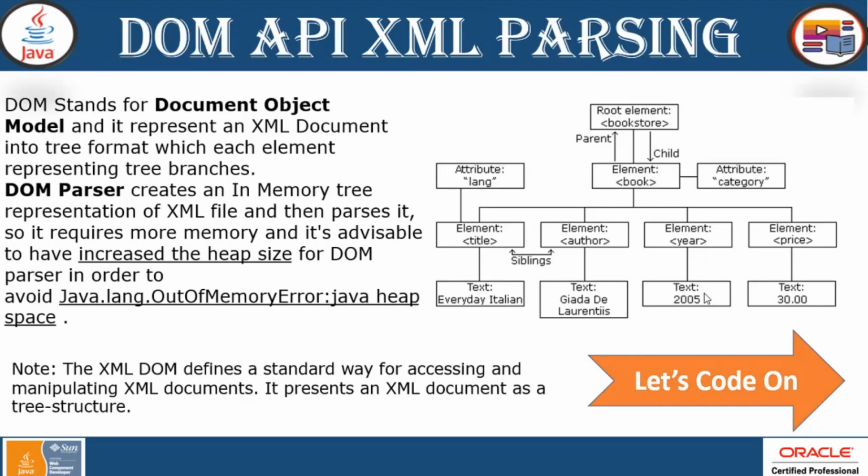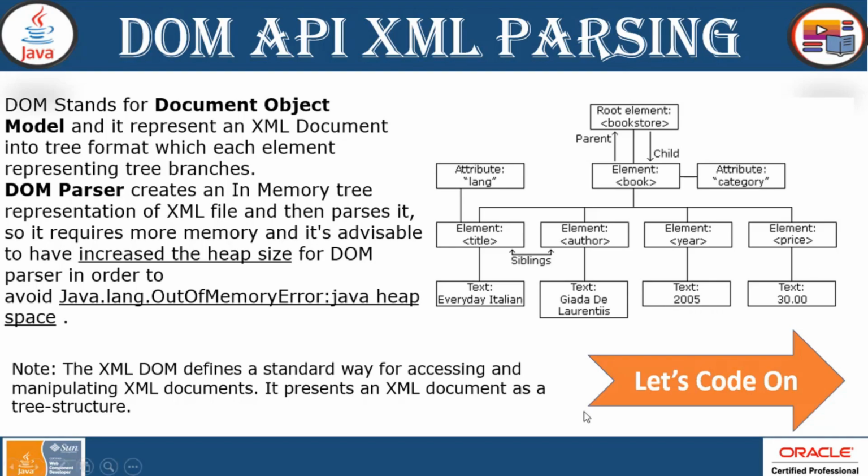DOM stands for Document Object Model, and it represents an XML document in tree format, with each element representing a tree branch. The DOM parser creates an in-memory tree representation of the XML and then parses it. So it requires more memory, and it's advisable to increase the heap size for the DOM parser in order to avoid exceptions like out of memory error and so on. So it will need your heap memory.